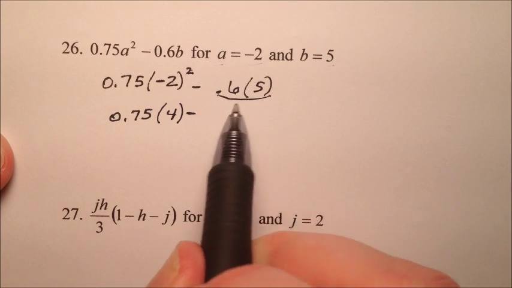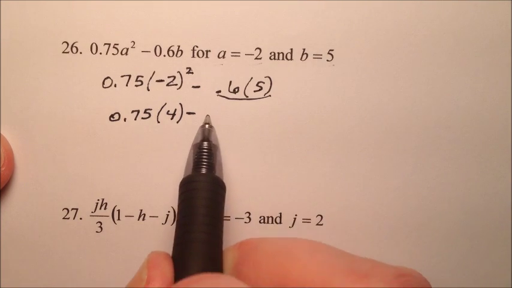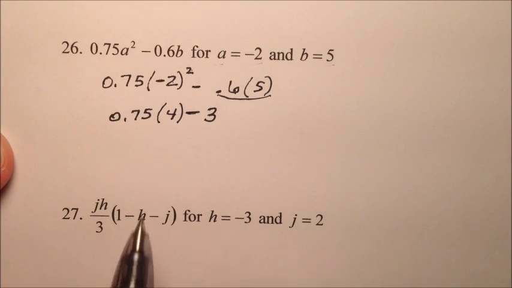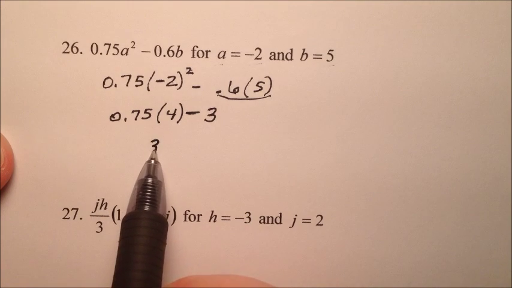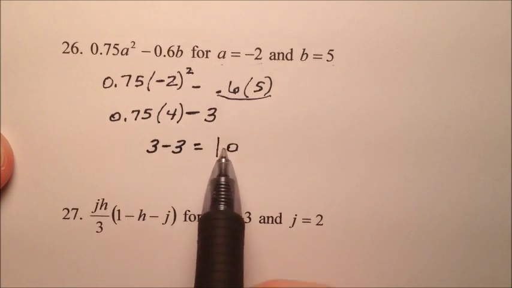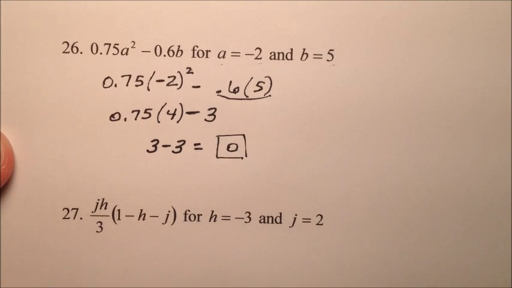And then let's go ahead and do this multiplication. 0.6 times 5 is going to be 3. And we need to do 0.75 times 4, and 0.75 times 4 is also 3. So 3 minus 3 is going to be 0. So the answer for 26 is 0.